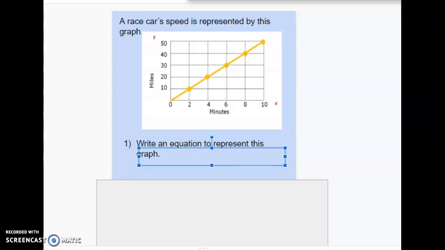Unit 2, Lesson 3, putting it all together. A race car's speed is represented by the graph. Write an equation to represent this graph. Pause it and try to write the equation.